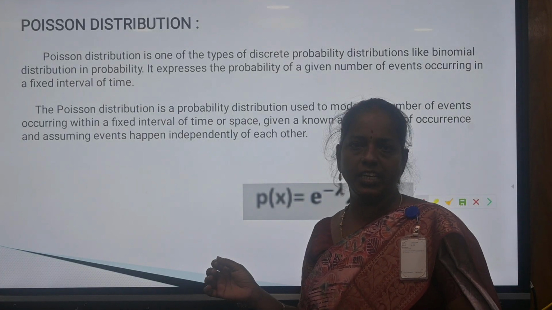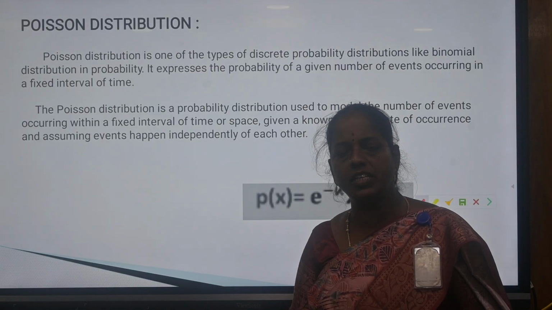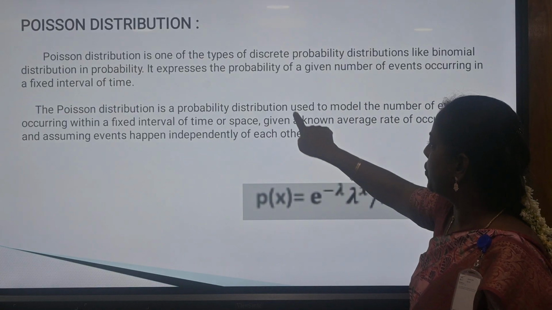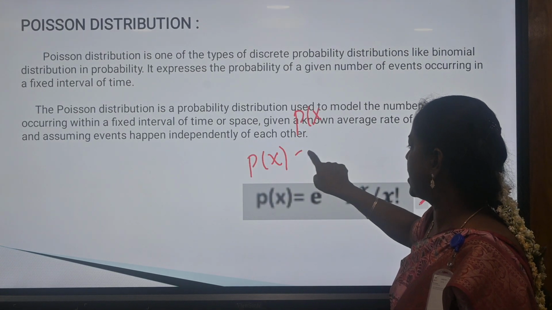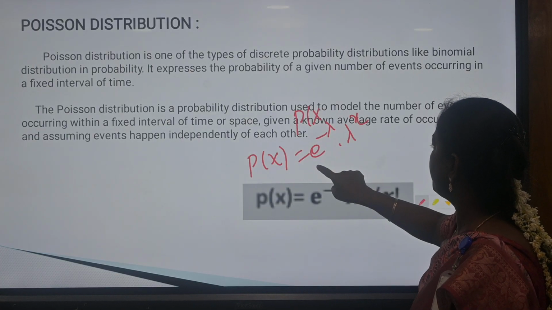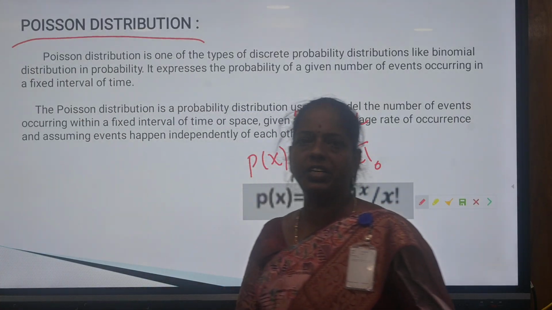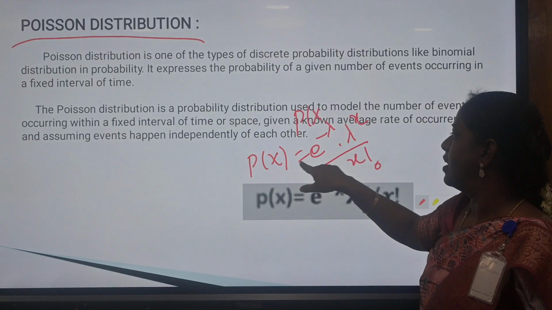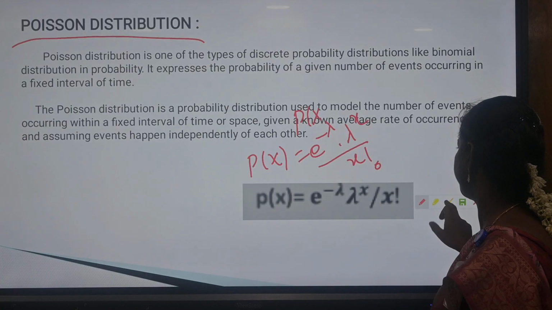One more distribution in the discrete random variable is the Poisson distribution. In the Poisson distribution, the probability function is defined as P of X equal to e power minus lambda into lambda power x divided by x factorial. The Poisson distribution is also a discrete random variable distribution.